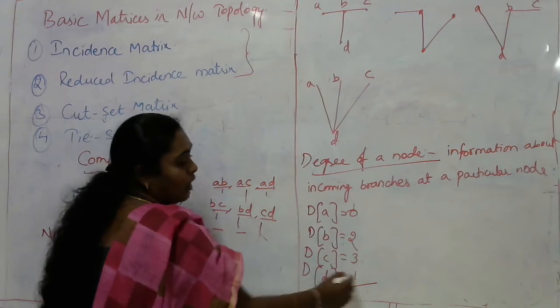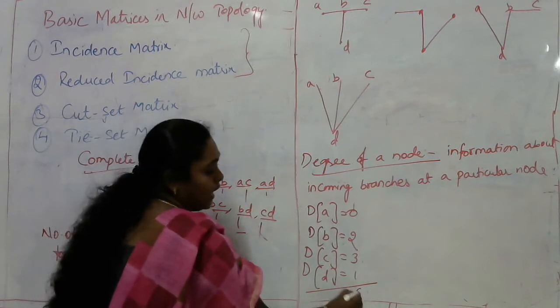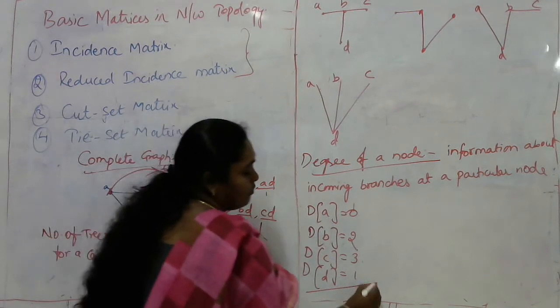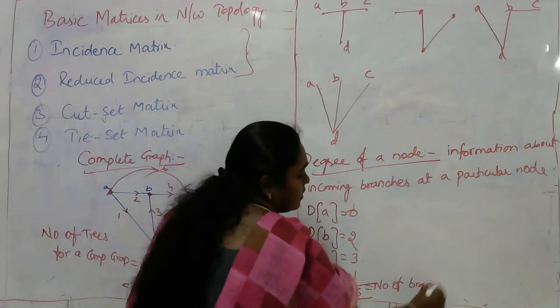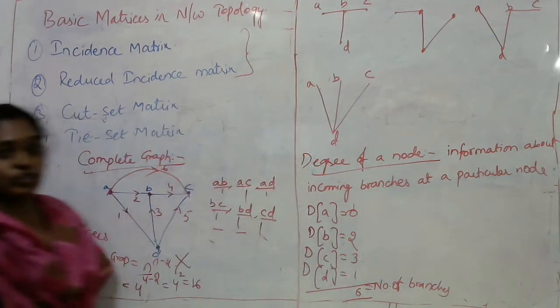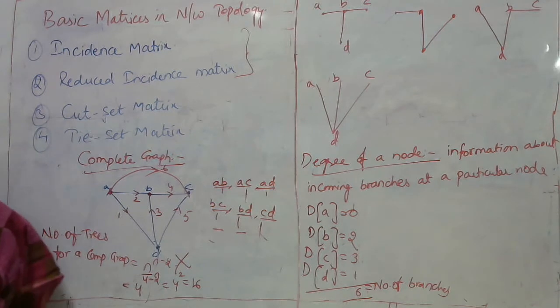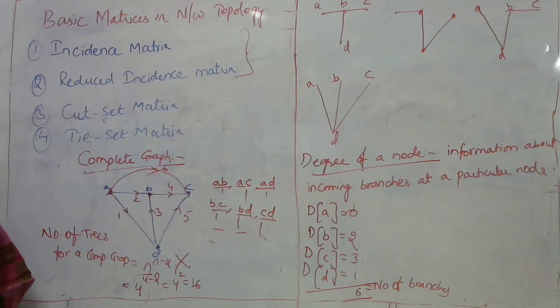If you sum all these degrees of the nodes, that should be equivalent to the number of branches. In the graph, the number of branches is 6, so the sum of the degrees of the nodes should be equivalent to 6. In an incidence matrix, if the branch is an incoming branch, it is represented with a negative sign. If the branch is an outgoing branch, it is represented with a positive sign.